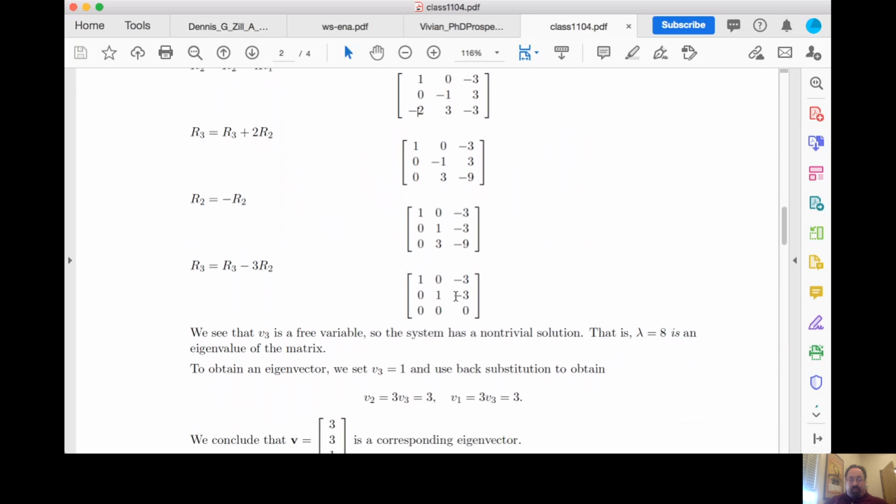So we end up with the third unknown, v3, being a free variable. So that means that the system of equations of this matrix times V equal to 0 has a non-trivial solution. So what that means is lambda equals 8 is an eigenvalue of the original matrix.